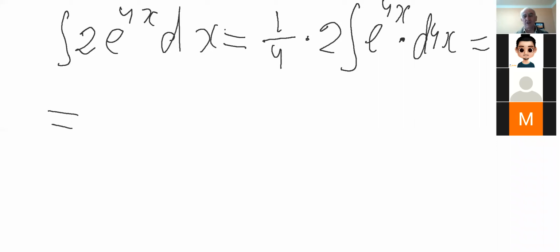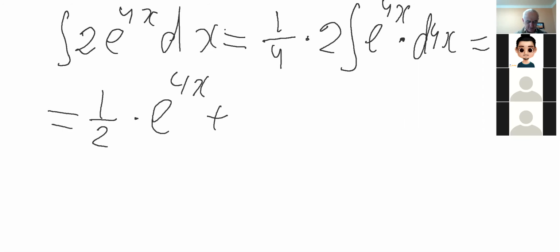So it will be 1/2. No, first of all, let's check. Does it prove this equality? Are they indeed equal? It's very important to check. Are they equal or not? Yes, they are, because if we find d of 4x, we will get absolutely the left side. So now let's continue. Here we have 1/2, and this integral will be e to power 4x plus c.